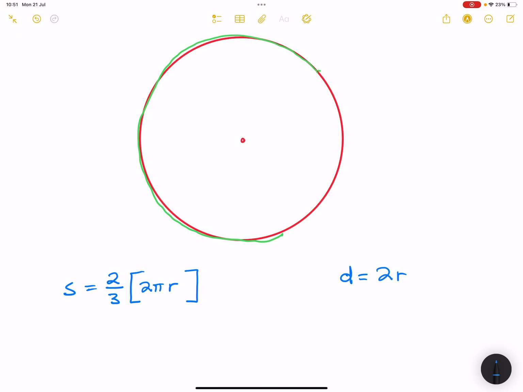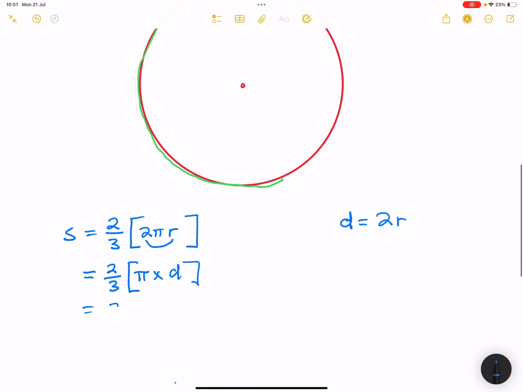So, we can then say that this is 2 over 3. The 2r is actually 1 diameter. So this is pi multiplied by the diameter. So I'm going to say this is 2 over 3 pi multiplied by the diameter, and this is 8 kilometers that was given. Right, so let's calculate that.